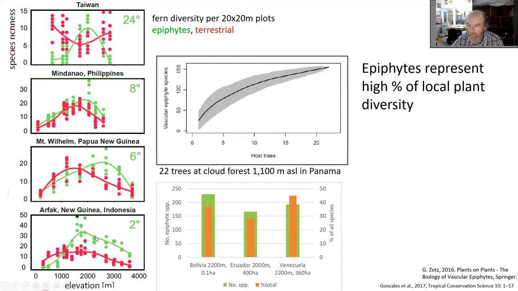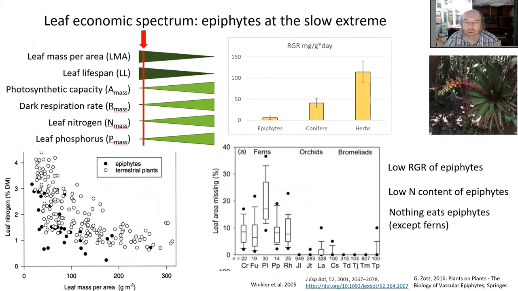Now, when we talk about ecophysiology, epiphytes are living in quite an extreme environment, and that is because without soil, they have limited access to nutrients and water, and so that's why epiphytes represent an extreme end of the leaf economic spectrum, which we discussed previously, with leaves which have low photosynthetic capacity, low content of nitrogen and phosphorus, are built very solidly, have a high leaf mass per area, and therefore a long lifespan. So these epiphytes are very slow growing, and whatever biomass they create is very well protected from herbivores, because it's very valuable biomass considering the poor conditions they grow in.